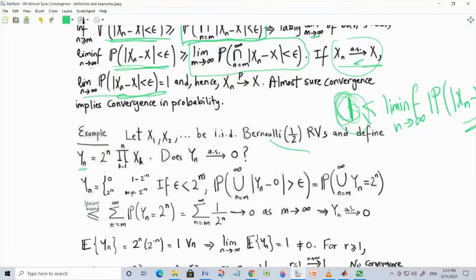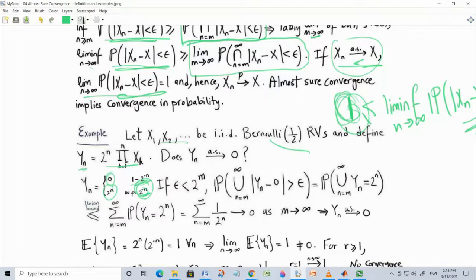It may look scary, but actually it is not, because the Xs are Bernoulli random variables, Bernoulli half, so they are either 0 or 1, and Yn is a product. If one of the Xs is equal to 0, that's it: Yn will be equal to 0. For Yn to be equal to 2 to the power n, it must be the case that all Xs are equal to 1. So Yn is 2 to the power n with probability 2 to the minus n. This is exactly the probability that n IID Bernoulli half random variables are all equal to 1. Otherwise Yn is 0, so the probability of 0 is 1 minus 2 to the minus n.